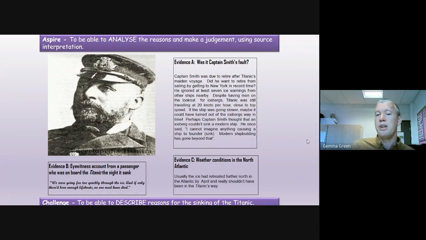Evidence C is also bringing in the weather conditions in the North Atlantic. So this is actually on Captain Smith's side. Usually the ice had retreated further north in the Atlantic by April. So it was the 14th of April that the Titanic sank, and really, there shouldn't have been any in the Titanic's way. By this time of year, temperatures start to warm up, icebergs are starting to melt. There shouldn't have really been that many icebergs about. So Captain Smith, he's got evidence on both sides, which you'll find probably on every slide.